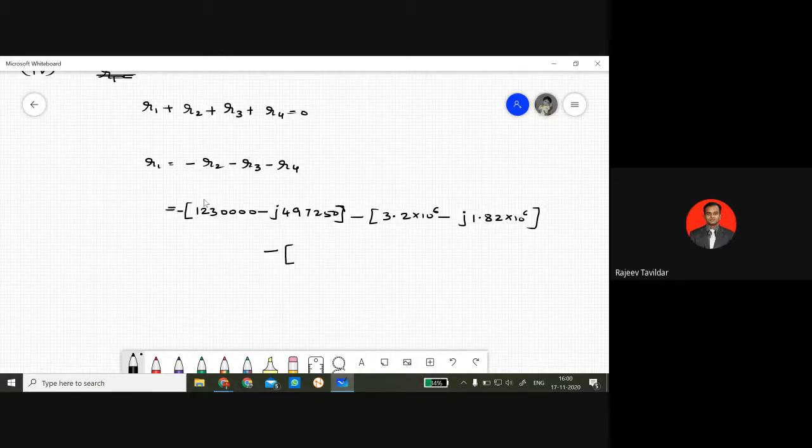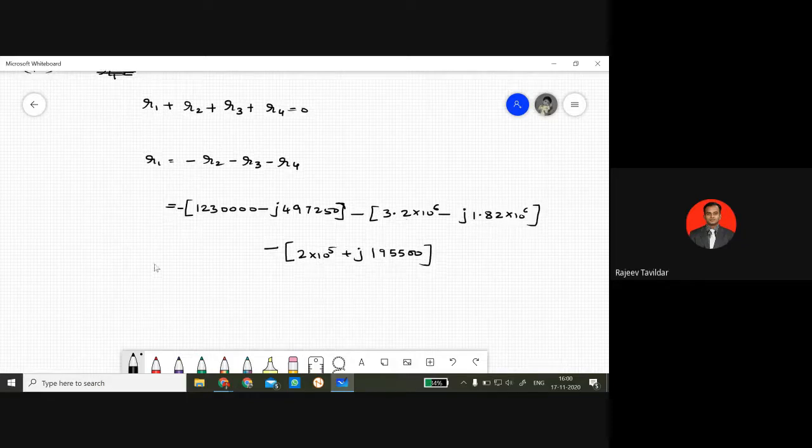I have not calculated R4. Can anyone tell me what is the real term here? So it is 2 and 5 zeros. So 2 into 10 raised to 5, plus j into 195500. These are the values here.